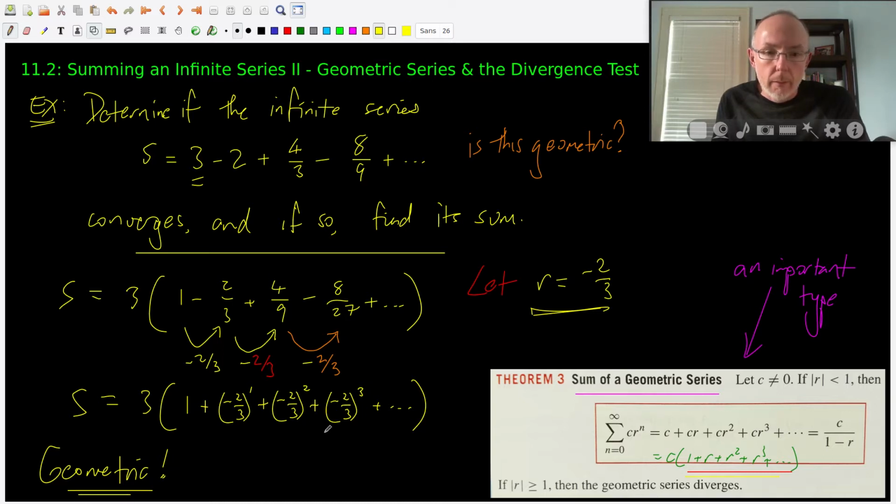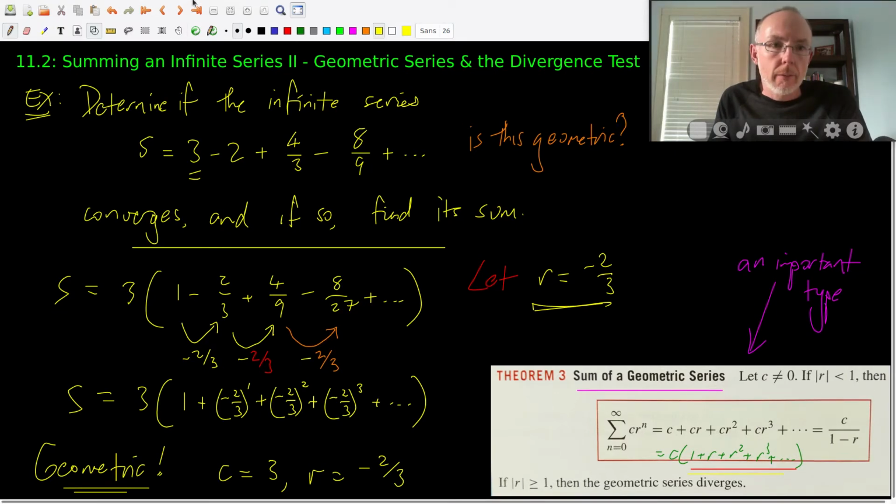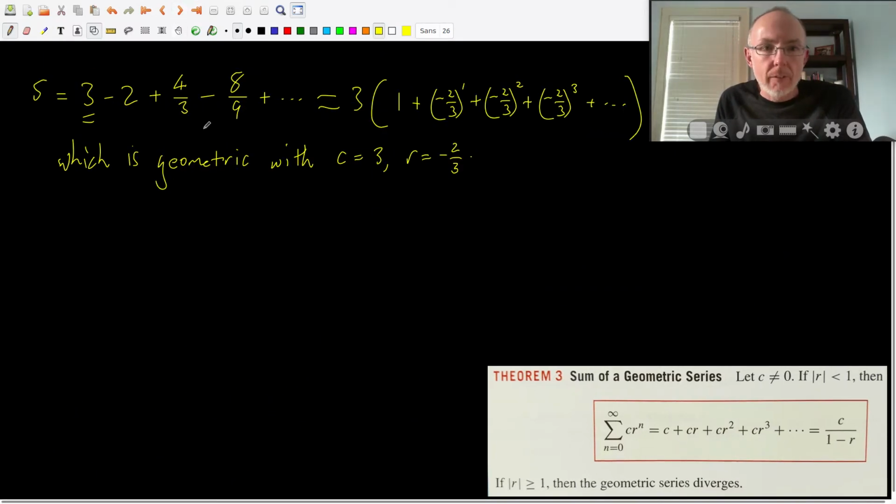So you can check it. Minus 2/3 all cubed is 8/27 with a negative sign. This is 4/9 with a positive sign. And so we've got C, the number out the front, which is 3, and r, in this case, is negative 2/3. So we have a series which is geometric, and just looking at the theorem that we have down at the bottom of the page here, the absolute value of r is the absolute value of minus 2/3, which is 2/3, which is less than 1, and since it's less than 1, the series converges.